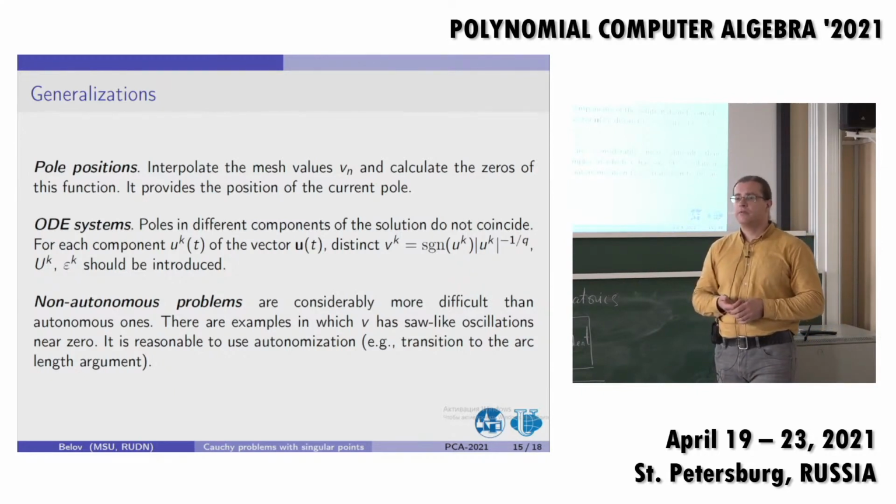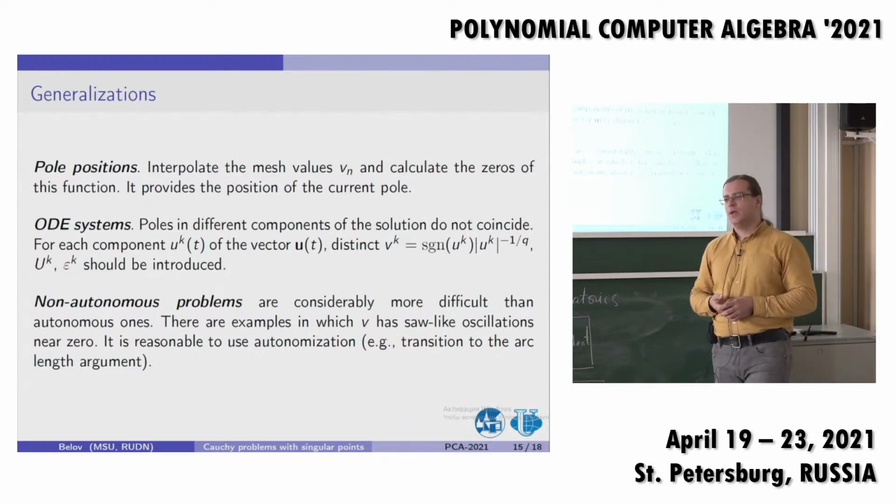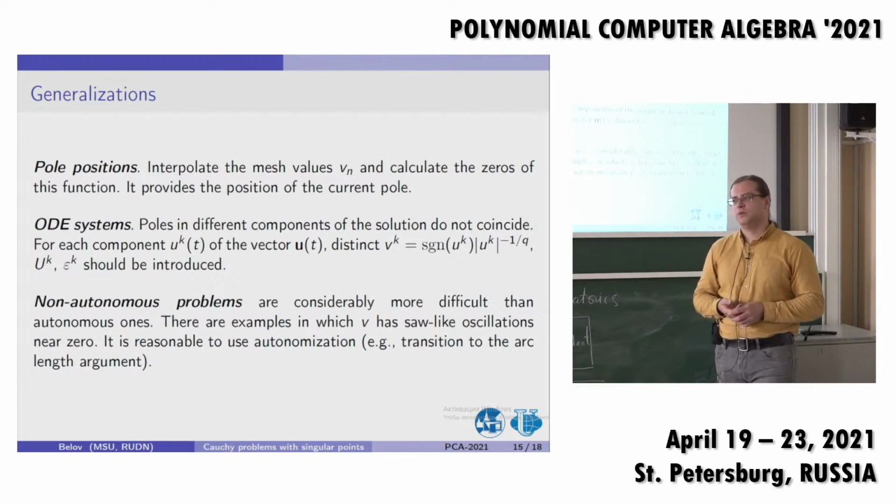They are considerably more difficult in the scope of our approach. We have encountered examples when the reciprocal function started to oscillate near 0. It spoiled the calculation considerably. In this case, autonomization procedures are advised. For example, it's reasonable to use the Erugin argument.